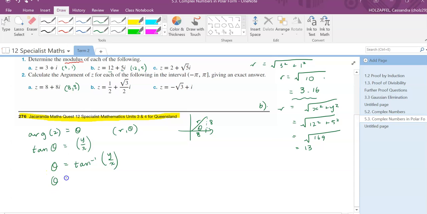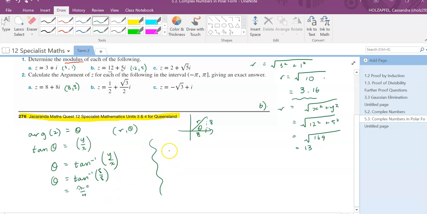All right, so let's substitute our values in now. Inverse tan of 8 over 8, so that's the same as saying inverse tan of 1, is going to be equal to pi on 4 radians. Okay, and that's all we need to do. So let's do another example now.